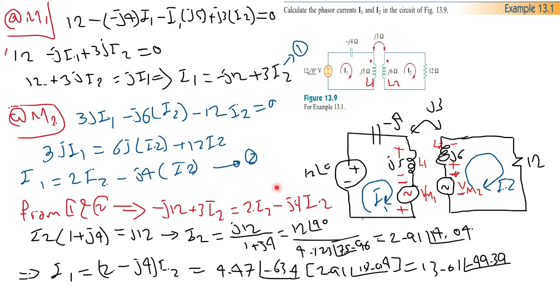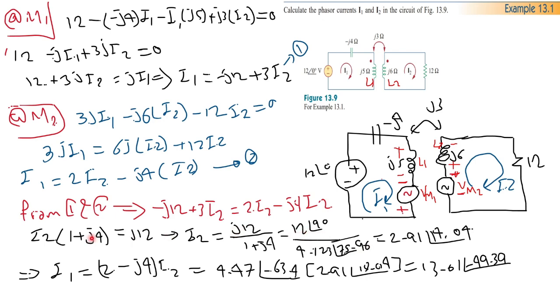Solve for I2, having I2 multiplied by 1 plus j4 equals j12. So I2 equals j12 divided by 1 plus j4. Converting the denominator into the polar form, we have 4.123 and angle 75.96. The j can be converted to an angle of 90 degrees.